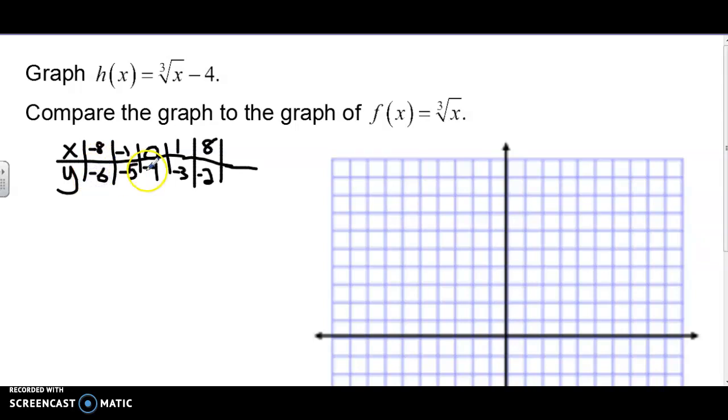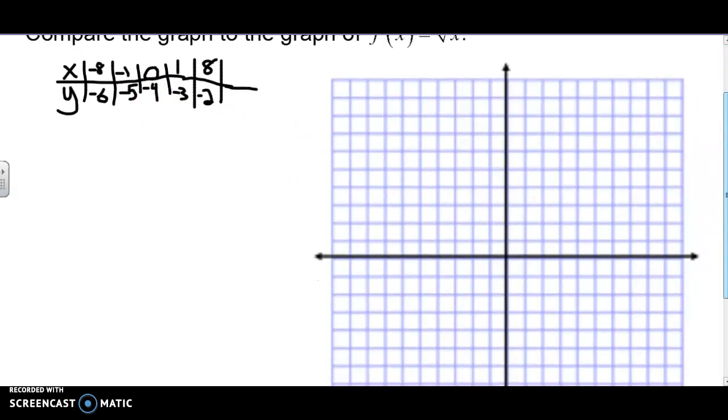Notice how our y values here are going up by 1. So we are going to graph this. So we start at 0, -4. 1, -3, and then 8, -2, and on the other side we have -1, -5, and -8, -6.